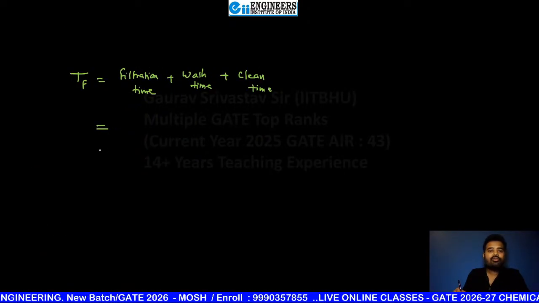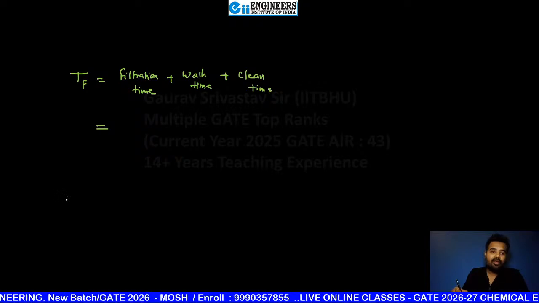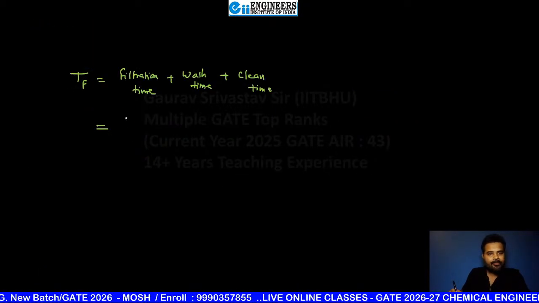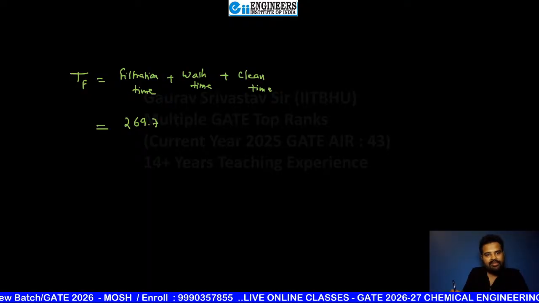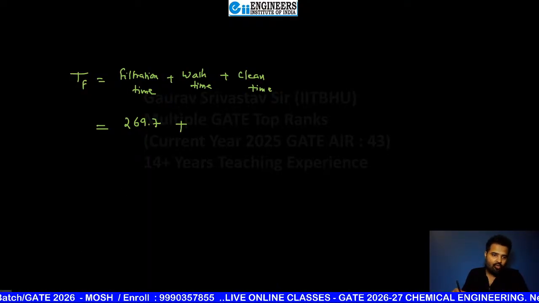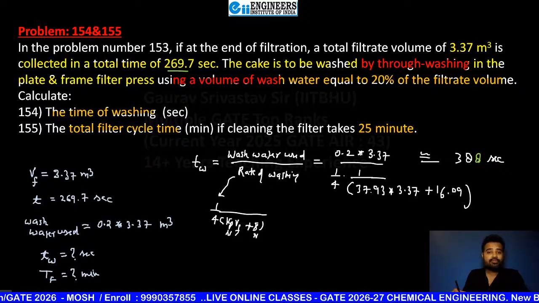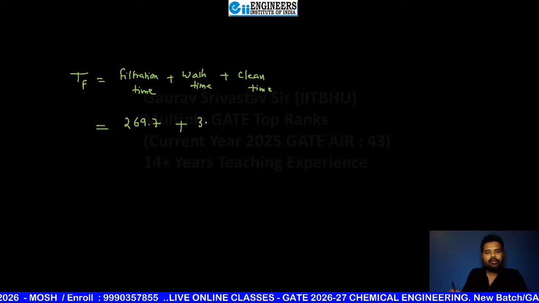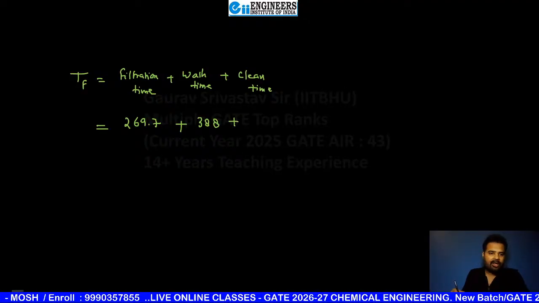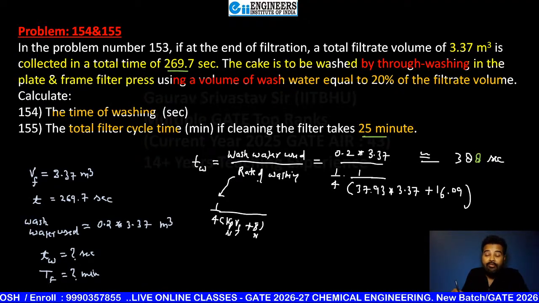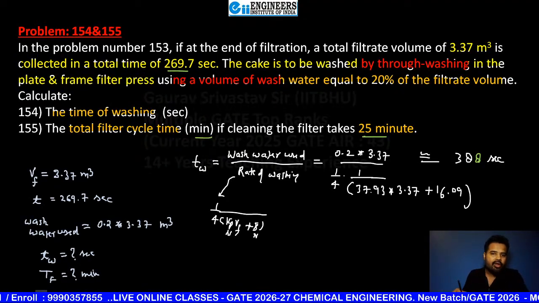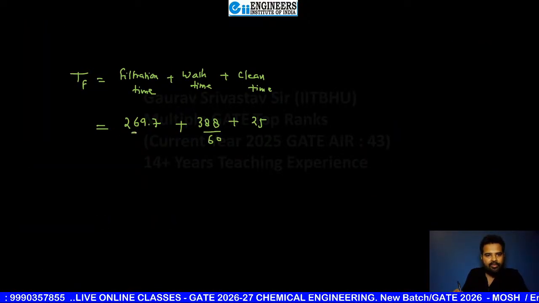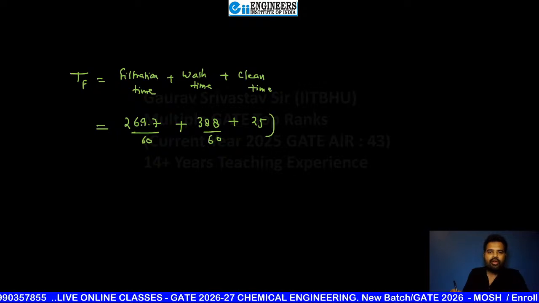So how to get total filtration cycle time? Filtration time, how much? It's 269.7 second, plus washing time, how much? 388 second. Cleaning time, how much? 25 minute. Okay, 25 minute. So please convert this also into minute, this also into minute. Now your answer is in minute.